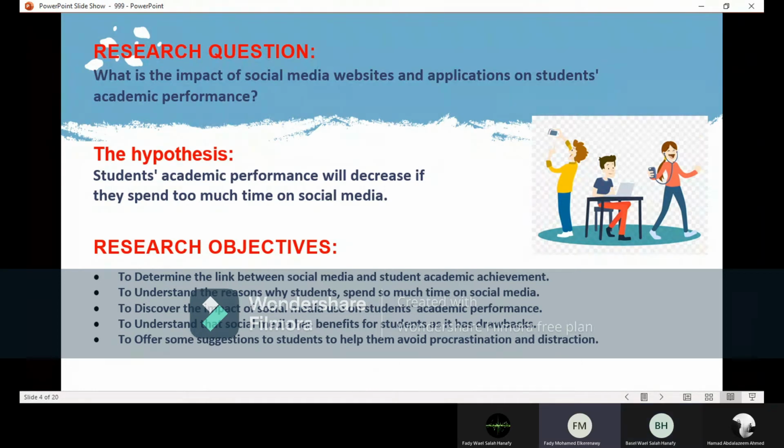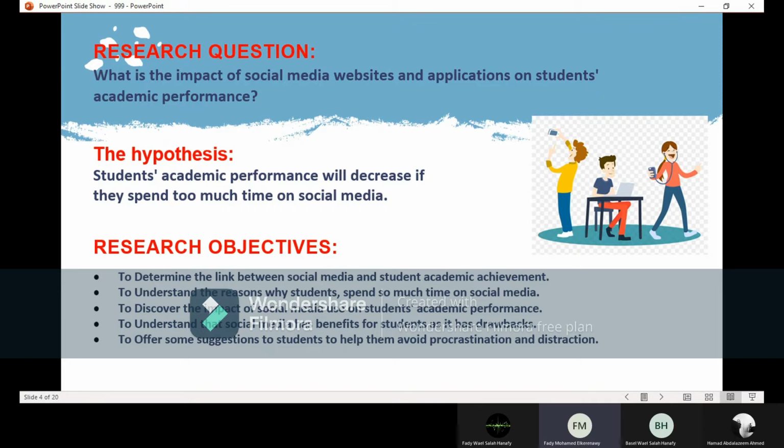Hi everyone, my name is Fadi Muhammad and I will be talking about our research statement, which includes three main parts. As we know, social media has become a huge part of our life as we spend most of the time browsing it. So our research question was, what is the impact of social media websites and applications on student academic performance? The second part is the hypothesis, which states that student academic performance will decrease if they spend too much time on social media.